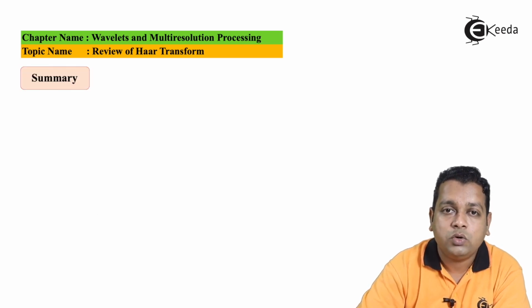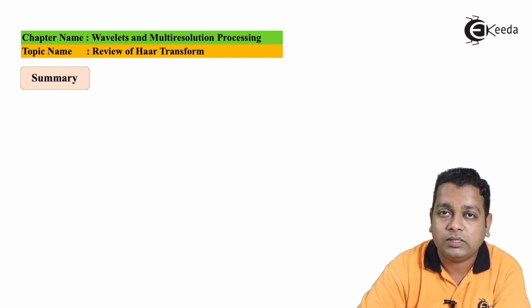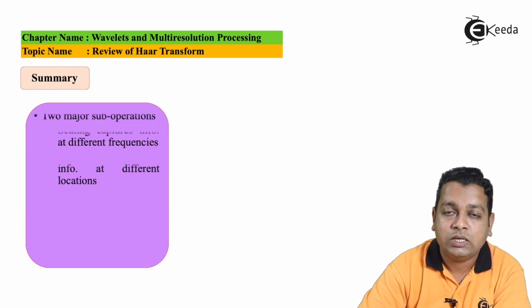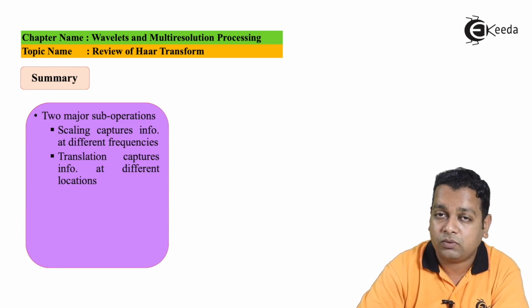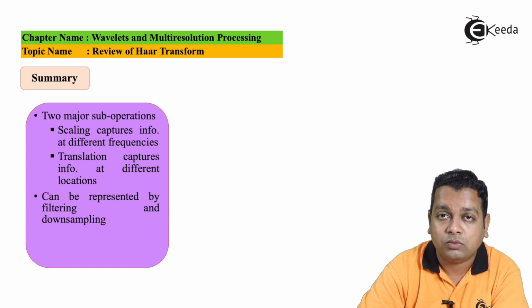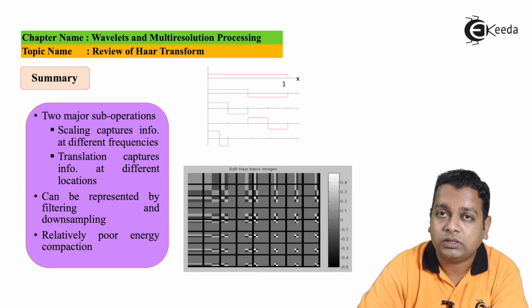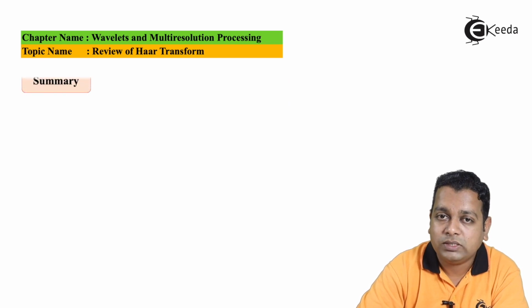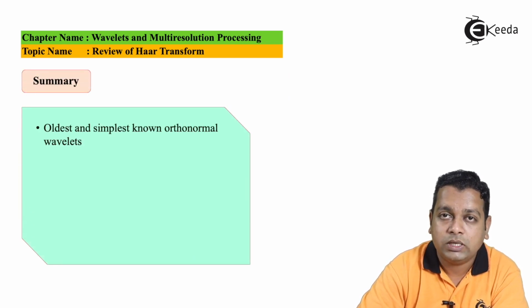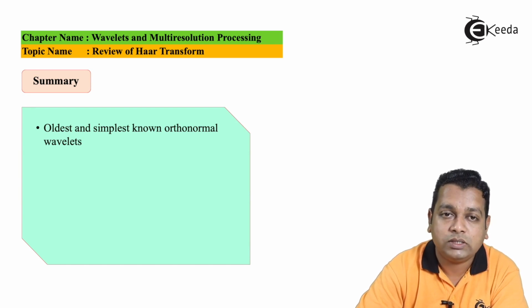So the summary is that two major sub operations are there, that is the scaling and the translation. Scaling captures the information at different frequencies, whereas the translation captures the information at different locations. This can be represented by filtering and downsampling also. This has the property of energy compaction in poor form. So this was the representation for 8 by 8 type. This is the oldest and simplest known orthonormal wavelet. So along with orthogonality, orthonormality is also followed by the transform. The transform representation is very simple.